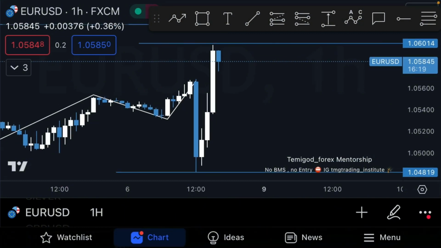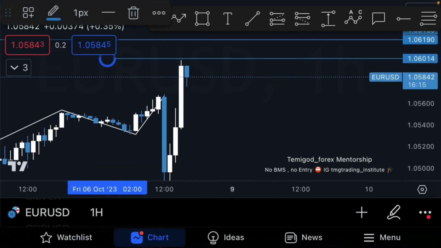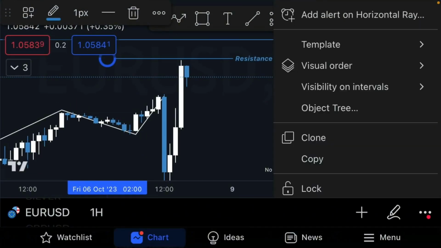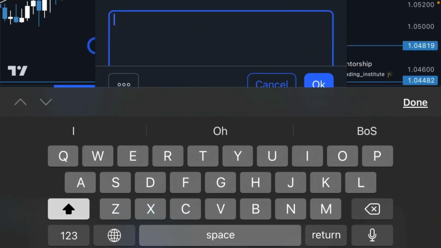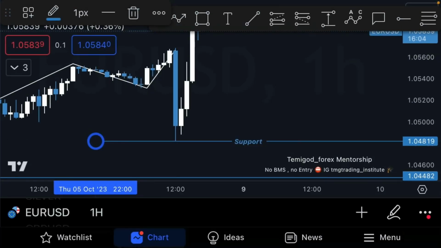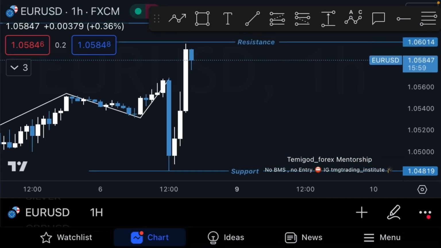So this is what the 1 hour time frame is showing us. It's showing us that we have our resistance here. So let me map this out, for those that won't really understand. So this is the resistance here, and we have clearly the support at this area here. So this is our resistance for 1 hour, and this is our support for 1 hour.